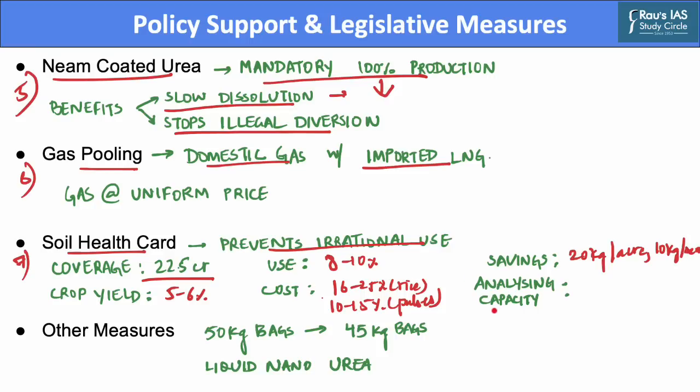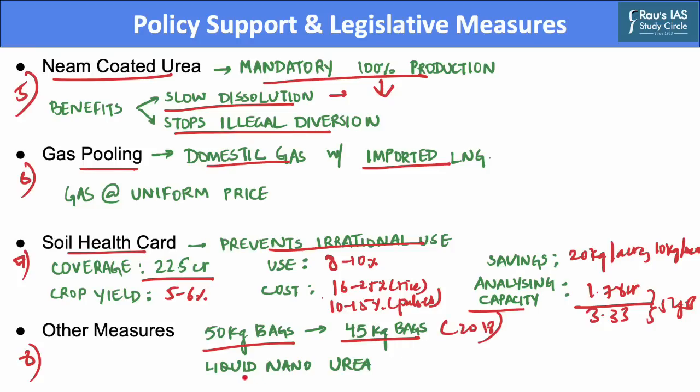Also, due to this scheme, the soil analyzing capacity of India has increased from 1.78 crore per year to 3.3 crore in the last 5 years. Other measures include replacing 50 kg bags of urea with 45 kg ones in March 2018 and the launch of liquid nano urea by IFFCO in 2021.